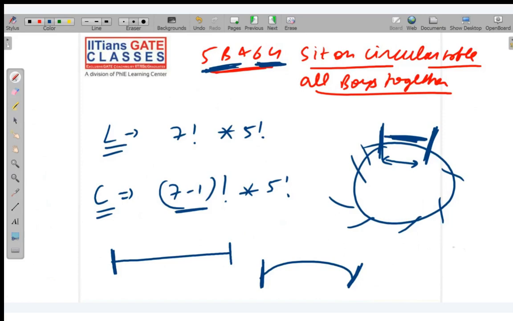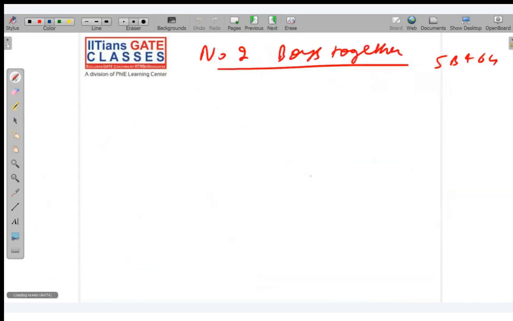Done, sir. Next is: no 2 boys should be together. So same, 5 boys and 6 girls, and no 2 boys should be together. Same kind of thing. If it was a linear arrangement, no 2 boys should be together, so first I will arrange the girls. After arranging 6 girls, I will get 7 places. From the 7 places, I will pick the 5 places for the boys, and then I will arrange the boys and the girls. Okay, I think you have got it now.